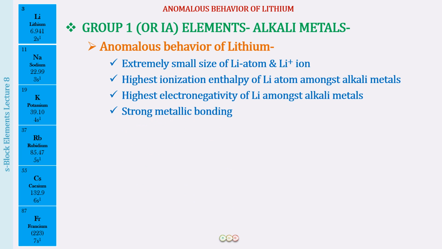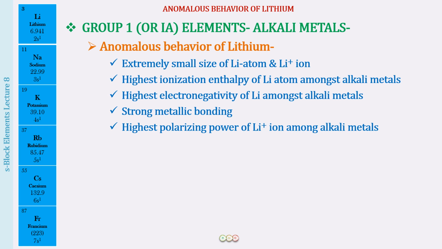Because of its small size, we see the strongest metallic bonds in the case of lithium metal. The high polarizing power of the lithium ion amongst the alkali metals is again going to make it very different. Just now we were talking about the high electronegativity of lithium also. The high polarizing power of the lithium ion is what you have already studied in the previous lectures.